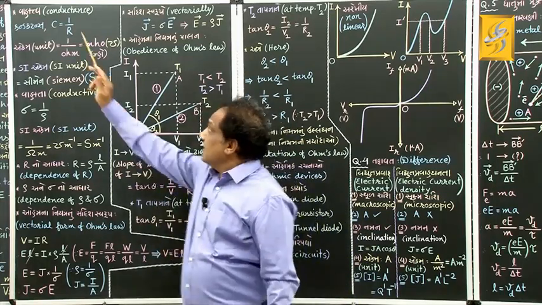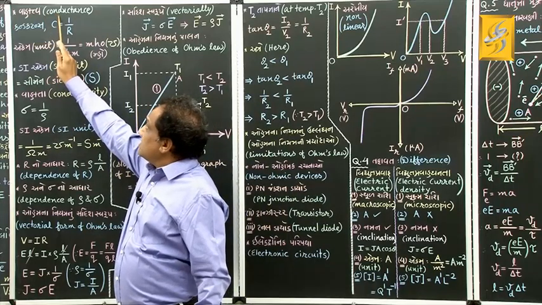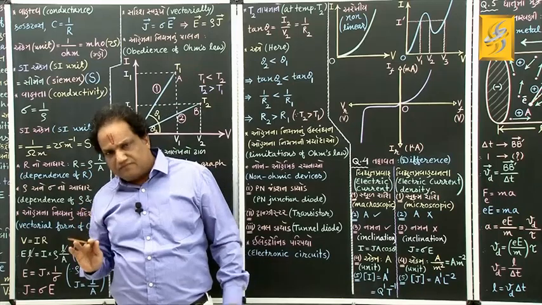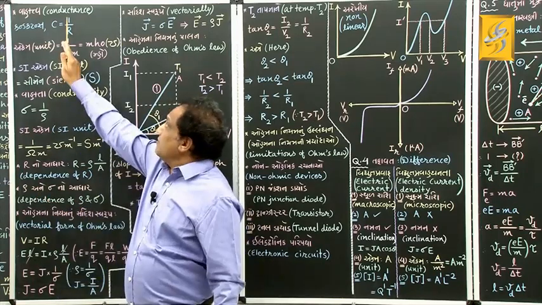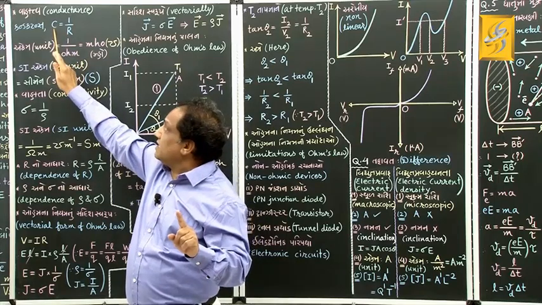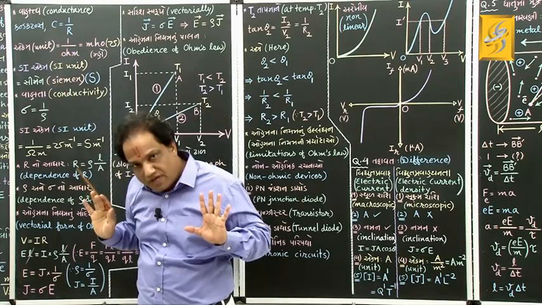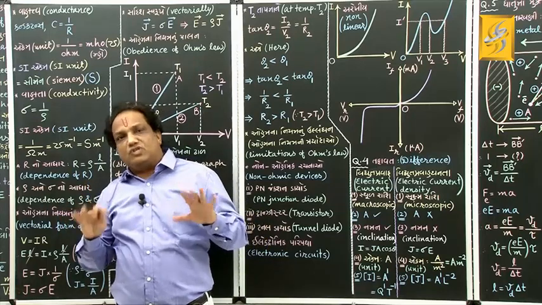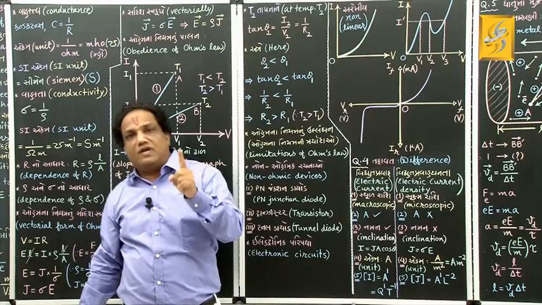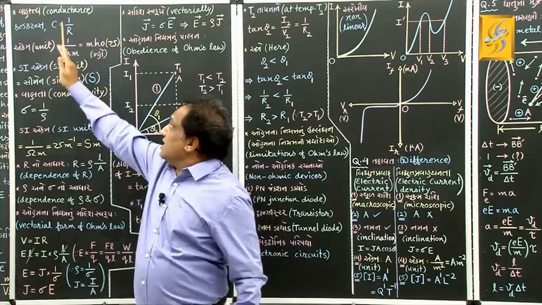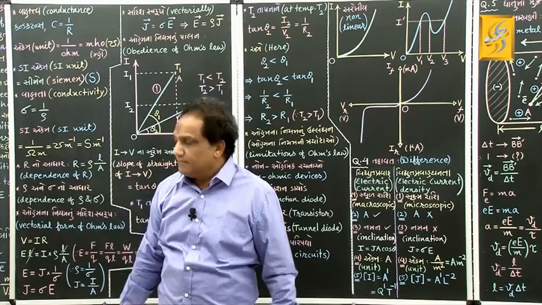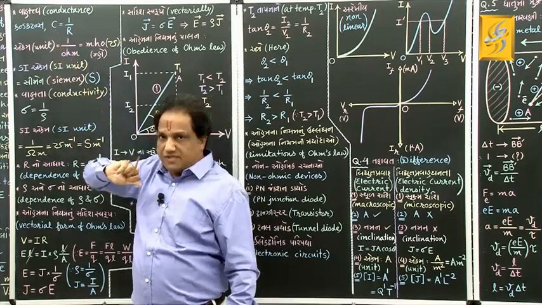Look, first is conductance. What do you mean by conductance of a given conductor? Very simple. Reciprocal of electrical resistance is called electrical conductance. Now onwards we will not say electrical resistance, we will say only resistance and only conductance. Okay? Reciprocal of resistance is called conductance. Simple.